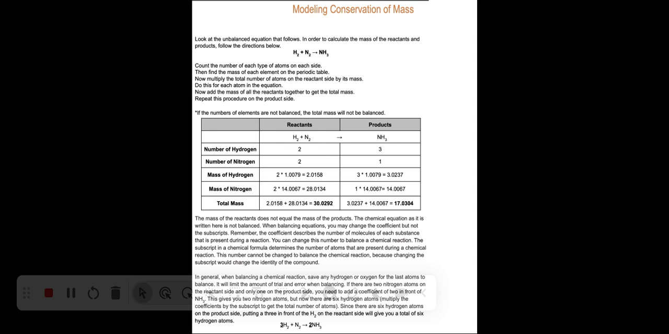Multiply the coefficients by the subscripts to get the total number of atoms. Since there are 6 hydrogen atoms on the product side, putting a 3 in front of the H2 on the reactant side will give you a total of 6 hydrogen atoms. So we have 3H2 plus N2 yields 2NH3.